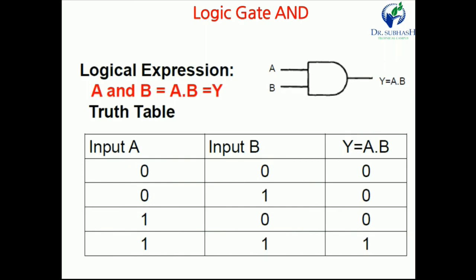Whenever both inputs are 0, then output is 0; 0 1 gives 0; 1 0 gives 0; and when both are 1, then output is 1. We can say that in an AND gate, whenever all inputs are 1, then output is 1. So this one is about the logic AND gate.